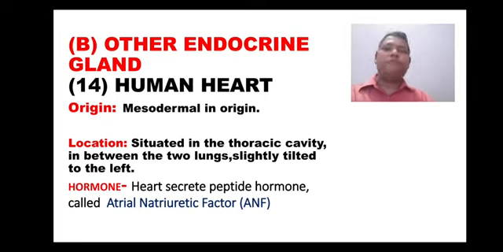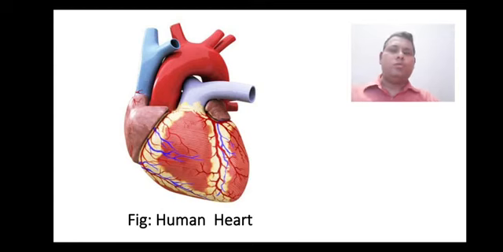Hormones of the human heart. Actually, the heart secretes a peptide hormone called ANF, atrial natriuretic factor, and it responds to increased return of the deoxygenated blood. The human heart has four chambers, two auricles and two ventricles, and this shows the exact structure of the human heart.